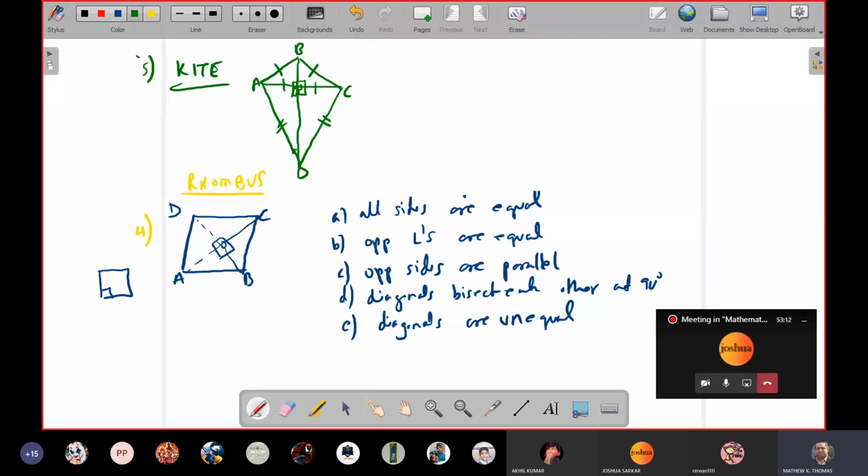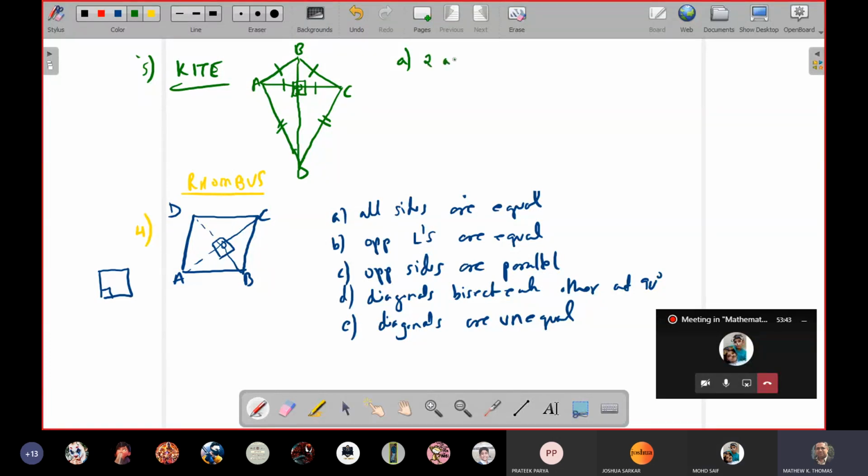And the diagonals, are they equal or unequal? Unequal, sir, because BO is not equal to OD. But I am asking, is the length of the diagonals equal? No, sir. AC is small, BD is larger. So the length of the diagonals will not be equal. Length of diagonals, please remember, will only be equal in square and rectangle.